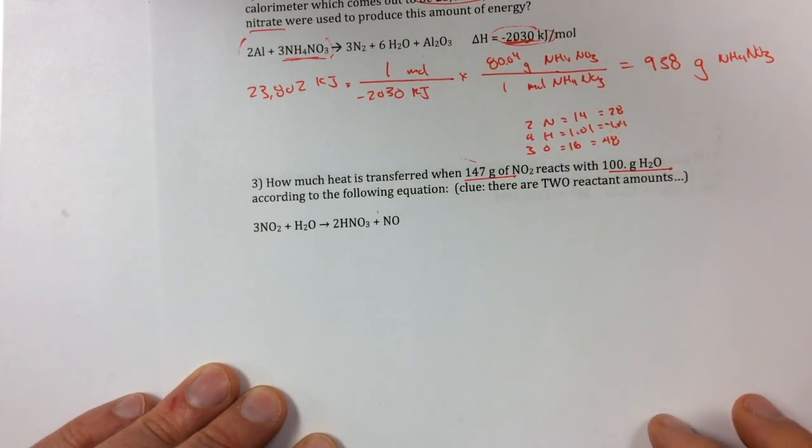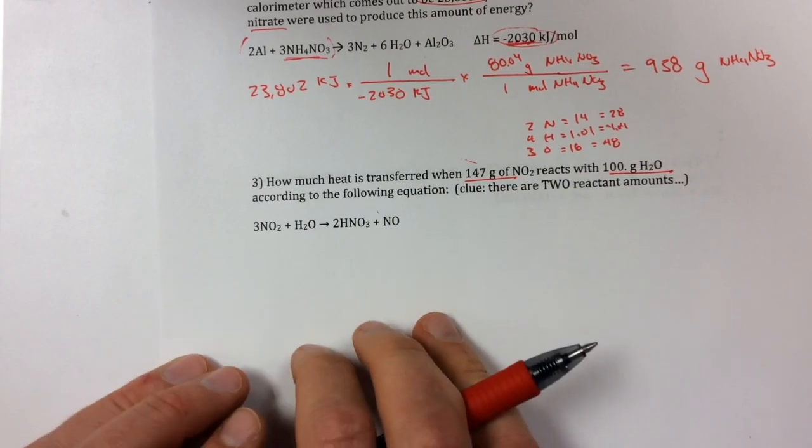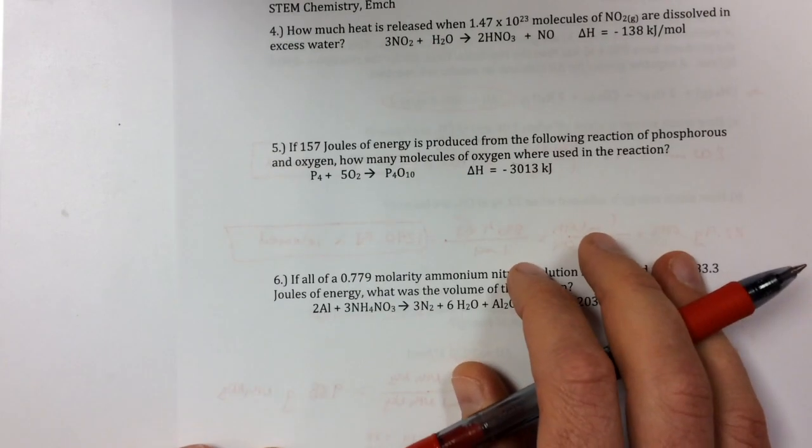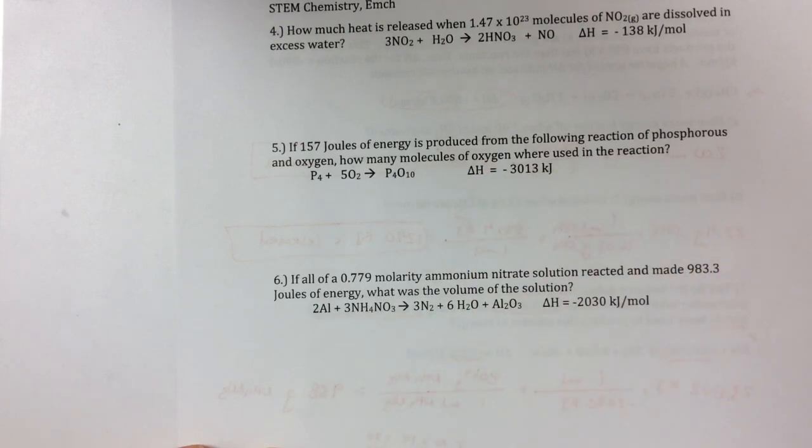On this one right here, you're going to have to do a limiting reagent with this and this. All right. On this one right here, you're going to have to do some stoichiometry. On this one right here, it's basically stoichiometry. All right?